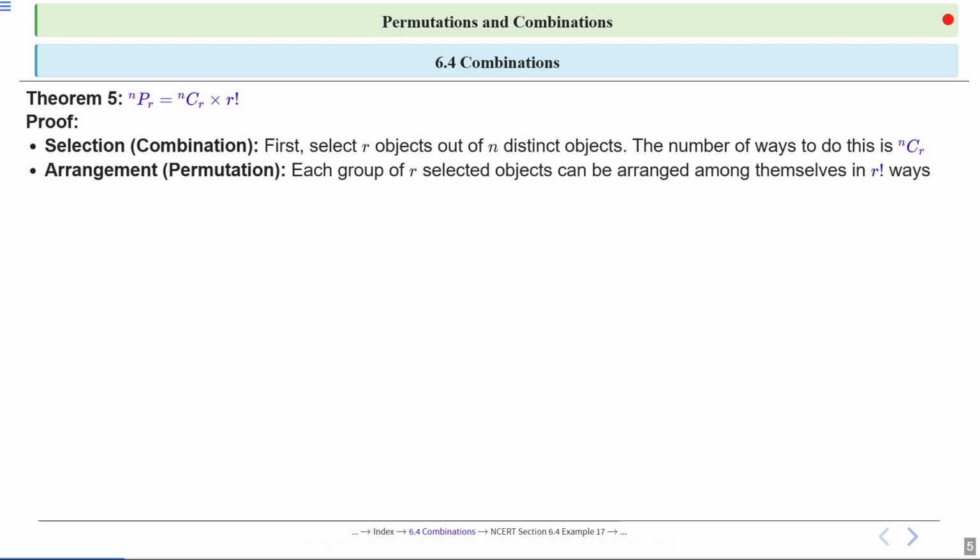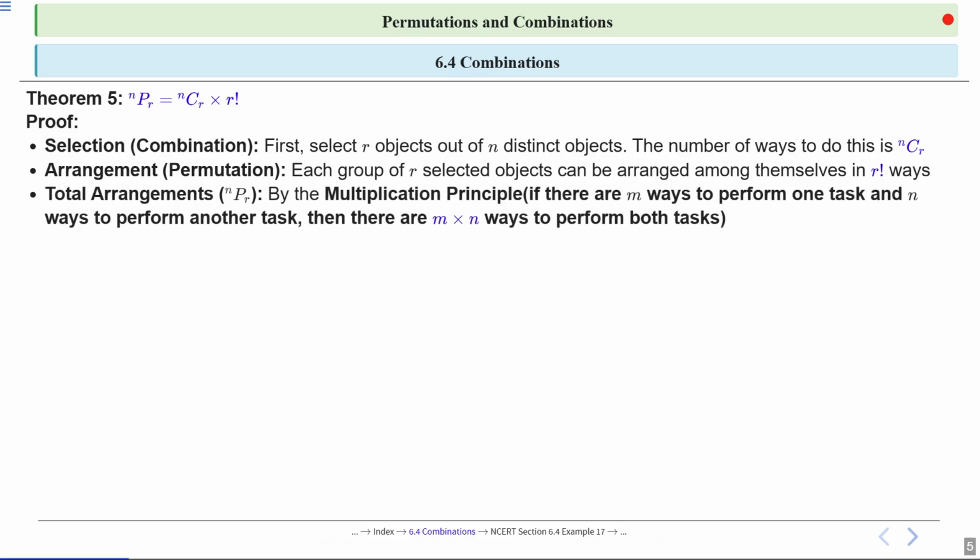Now arrangement. We have selected the objects and we need to arrange them. We can arrange our objects in r factorial ways. So we have r factorial ways to arrange our selected objects from n different objects. Now for the total arrangement, we use the multiplication principle. If there are m ways to do one task and n ways to do another task, then there will be m into n ways to do both tasks. Similarly, we combine selection and arrangement this way.